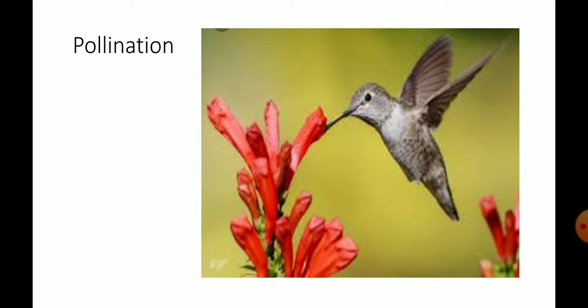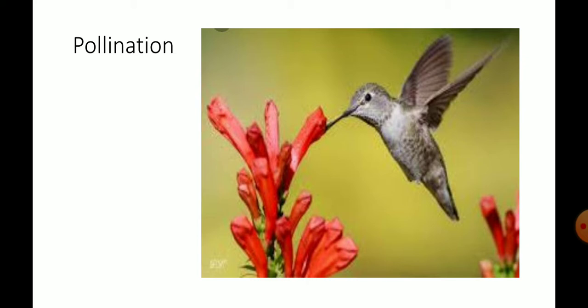This picture shows the pollination by a bird. Most flowers are brightly colored and have a sweet smell. This attracts insects such as bees and butterflies and even tiny birds such as hummingbirds.